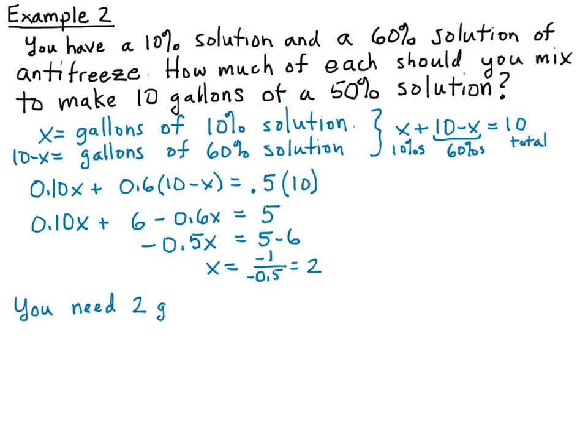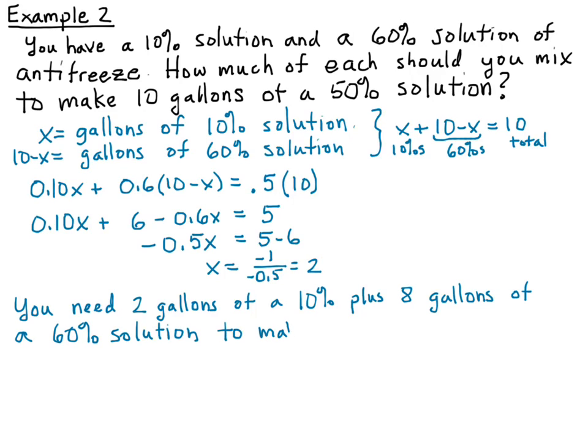Okay, so then we know that we need 2 gallons of the 10% solution, and we need 8 gallons then of the 60% solution, because we know that the 60% solution is going to be 10 minus X, so 10 minus 2 is 8. So I answer my question with a full sentence. You need 2 gallons of the 10% plus 8 gallons of a 60% solution to make 10 gallons of a 50% solution.